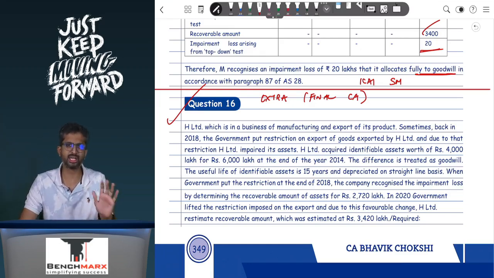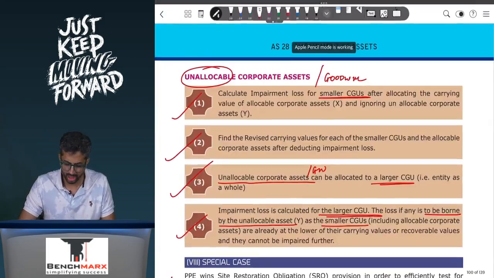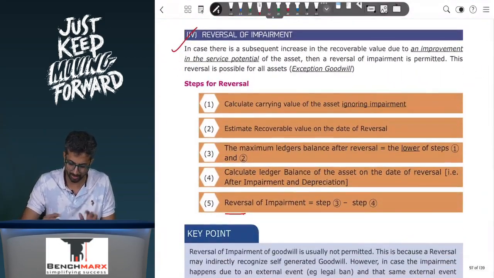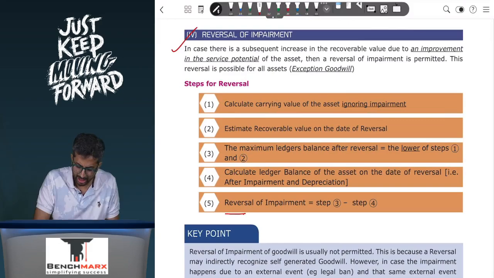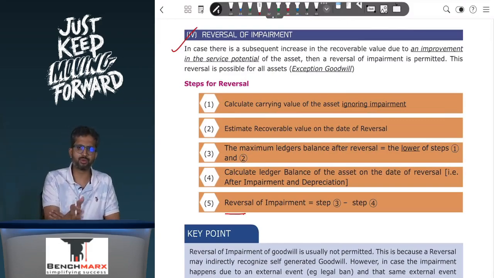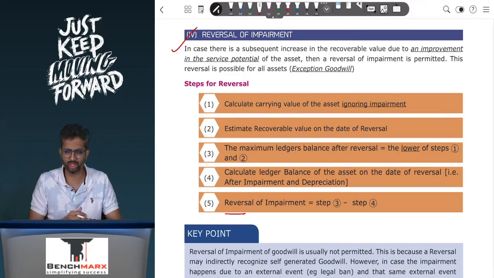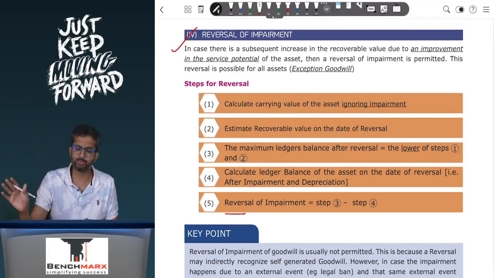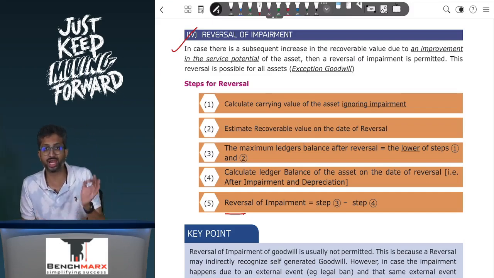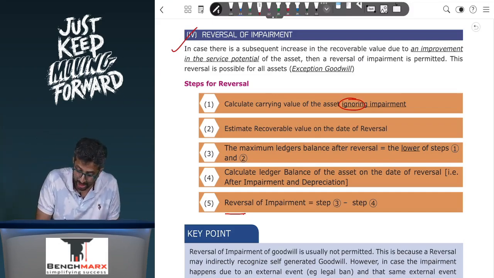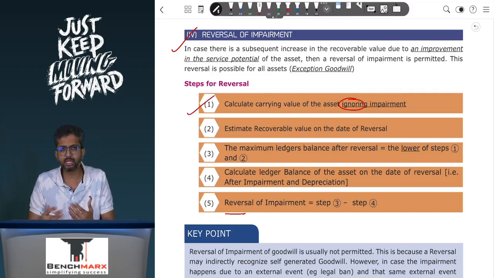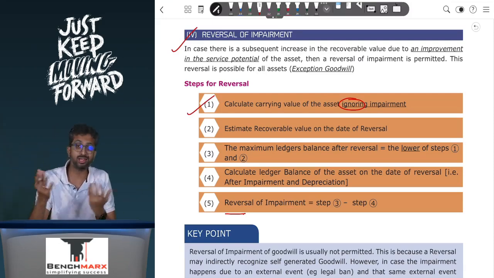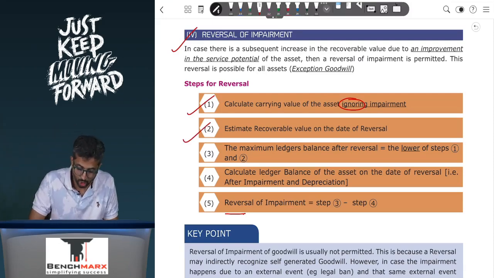So basically, if you review the steps that we follow over here for reversal of impairment, when can you reverse impairment? Well, reversal of impairment loss can happen if there's an improvement in potential of the asset. But when you reverse it, you can't blindly reverse whatever was the impairment charge. So at the time of reversal, you will calculate the carrying value of the asset ignoring impairment. Had there been no impairment, what would be the carrying value? Second, merely because the carrying value is a particular number, you can't take it up to that. The asset should be capable of recovering that. So you compare the recoverable value on the date of reversal.